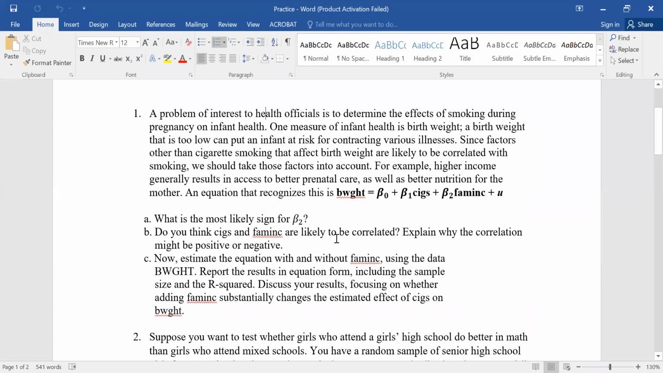Beta 2 has been explained already. What do you expect beta 1 to be, even before you start the analysis? Should it be positive or negative? It should be negative. That means higher cigarette smoking will have a negative impact on the weight. Excellent. And we expect beta 2 to have what?